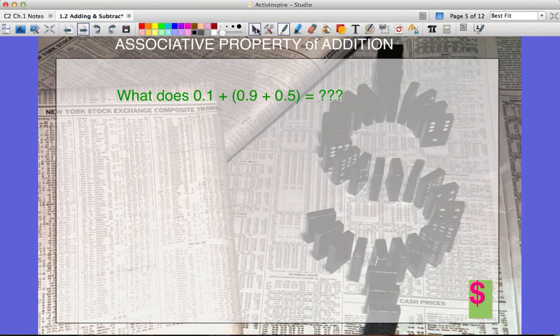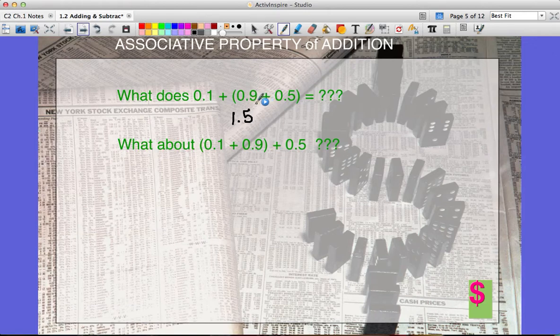All right, so now we're getting into the properties of addition. The associative property of addition works like this. So what does 0 and 1/10 plus 0 and 9/10 plus 0 and 5/10 give us? Well, because we're using the order of operations, we know that we have to do what's in the parentheses first. Okay, so when we do this, you would have found that we got 1 and 5/10.